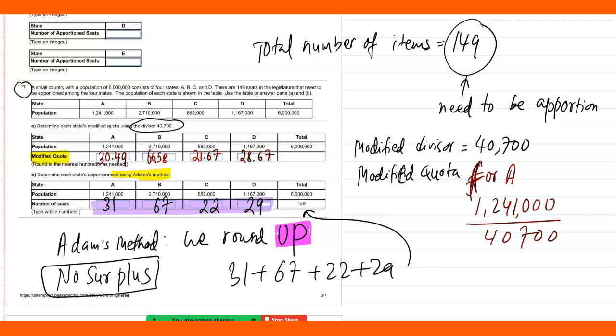Therefore, there are two parts of the question. One part of the question is to find the modified quota using the modified divisor, and then you round it up to the nearest whole number. That means round up, right? Doesn't matter whatever the decimal part is, round up, and that is the final answer. You check it. 31 quota for A, 67 for B, 22 for C, 29 for D, altogether 149, finished. That is called Adams method. Any question?